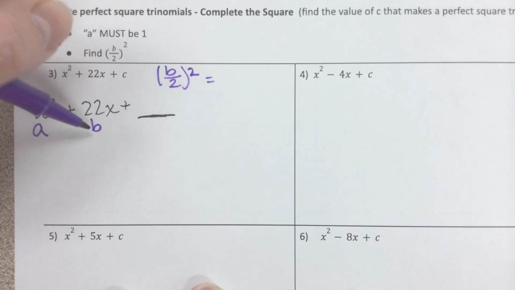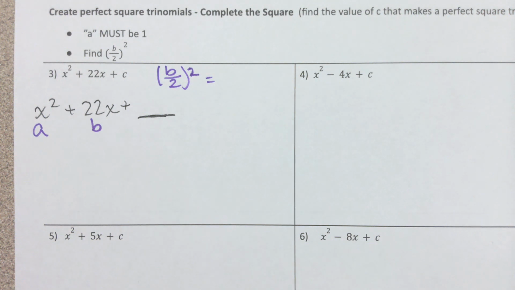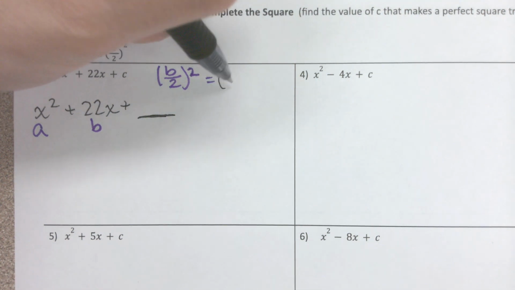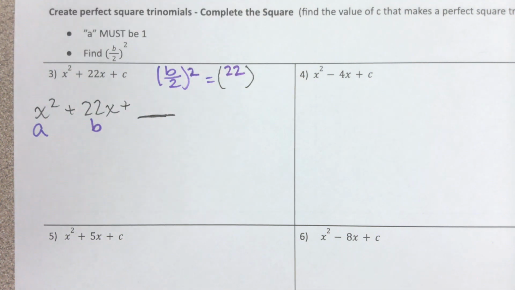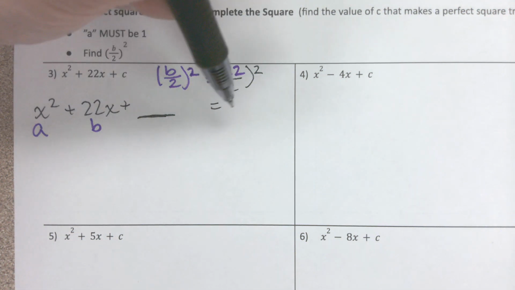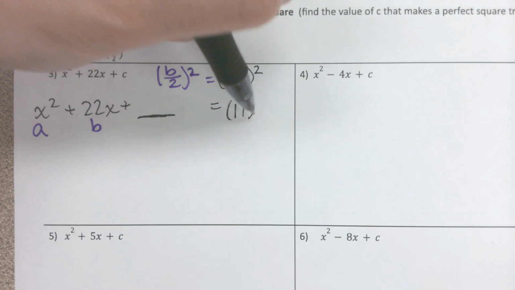So we have our a and our b. We're trying to find c. B over 2 squared. B is 22. Over 2 squared. 22 over 2, that's 11 squared.